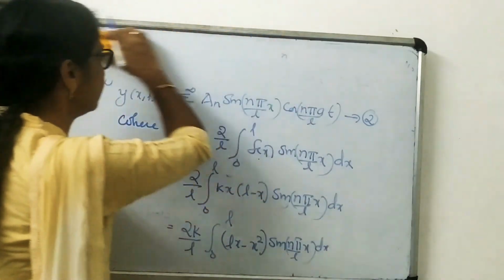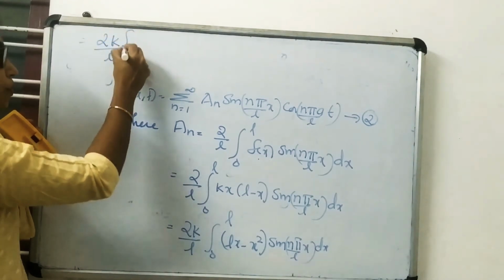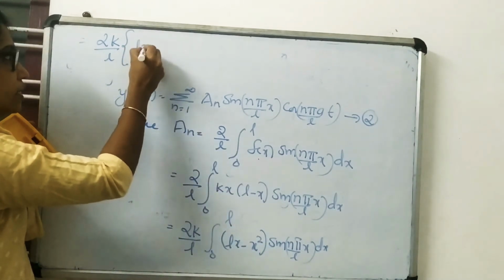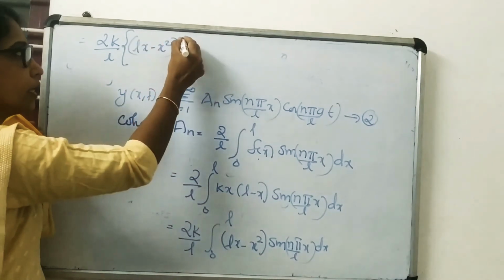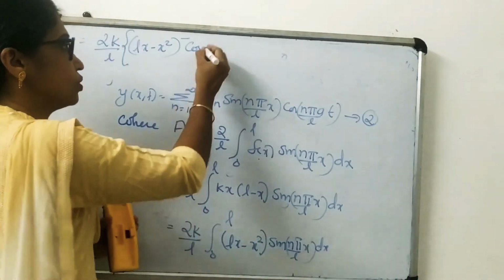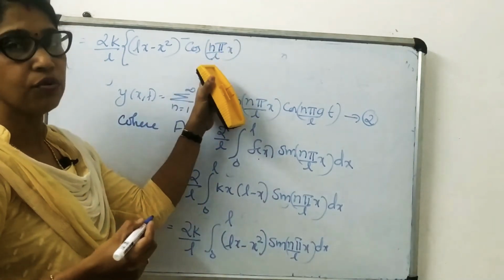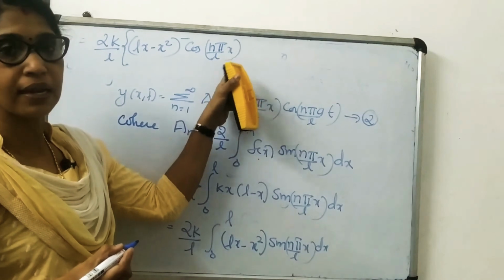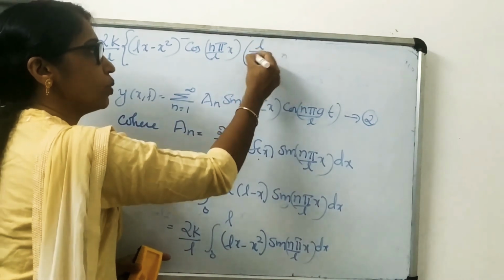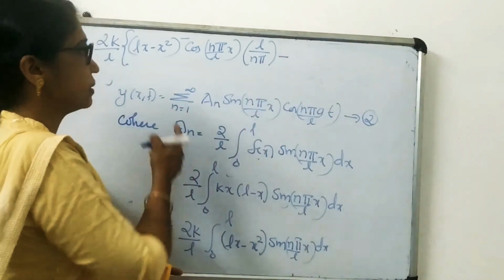So equal to 2k by L into, what is Bernoulli's formula? First function into integral of second. First function is Lx minus x square into integral of second is minus cos. Integral of sine is minus cos. So minus cos n pi by Lx into. Now we have to divide this cos n pi by Lx with the coefficient of x, that is n pi by L. I am multiplying the reciprocal, so L by n pi. Okay. Next sign is minus.